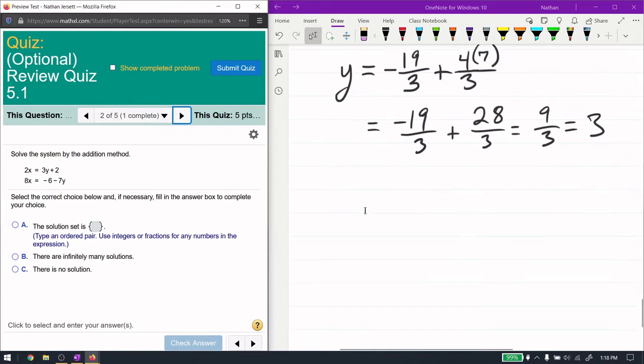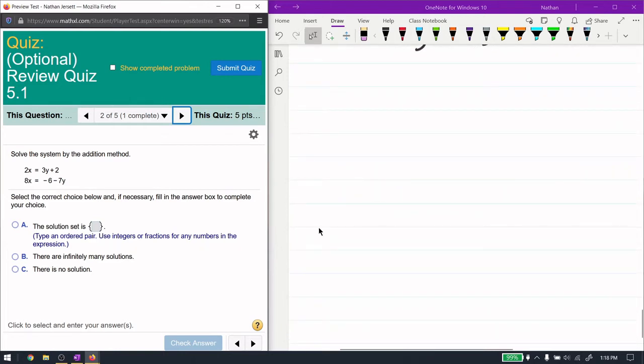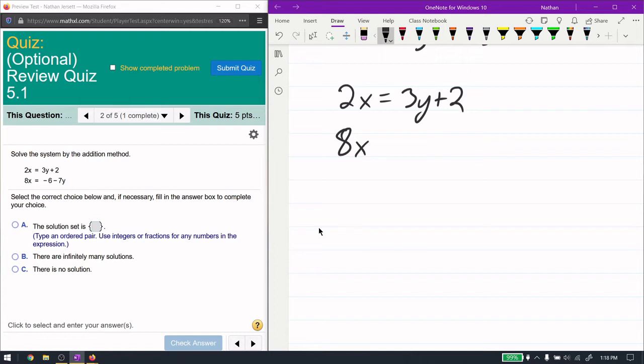All right, next problem. It says solve the system by addition. Addition is my favorite way of doing this because I think it's faster, as long as you know what you're doing. If the problem lends itself to substitution, then it's probably going to be easier to do that, but addition is in general faster in my mind.